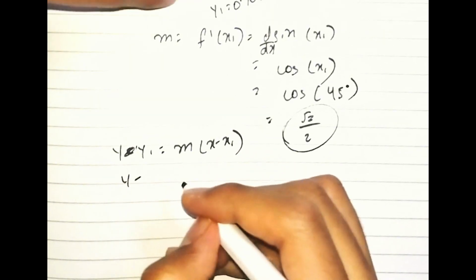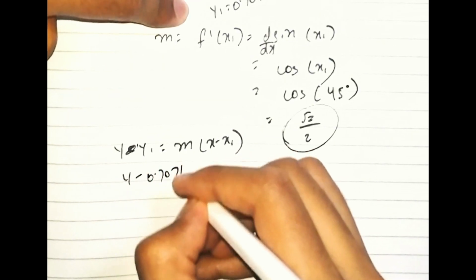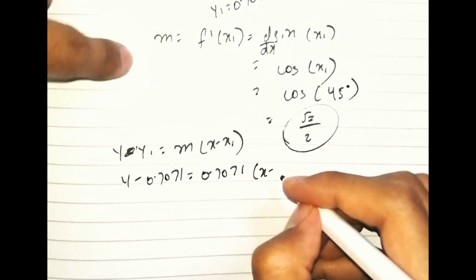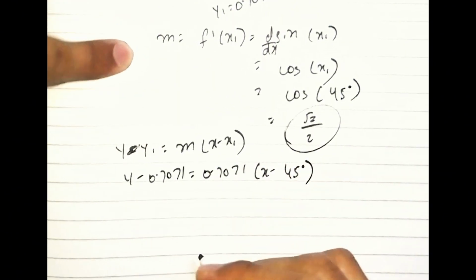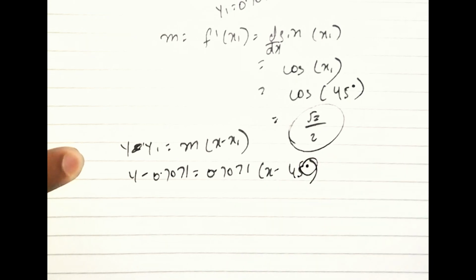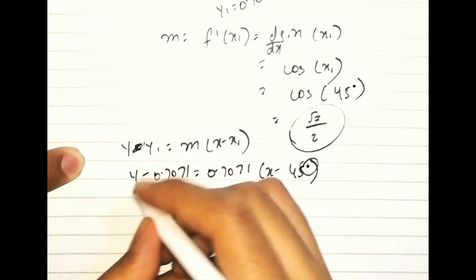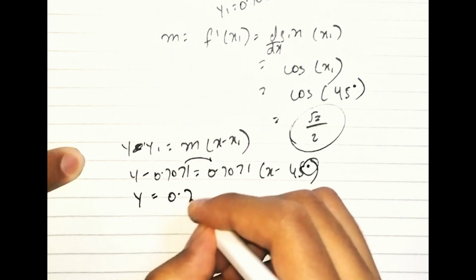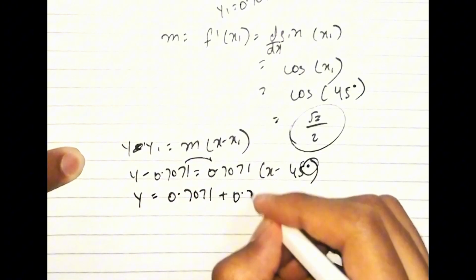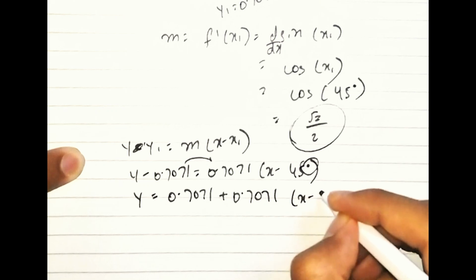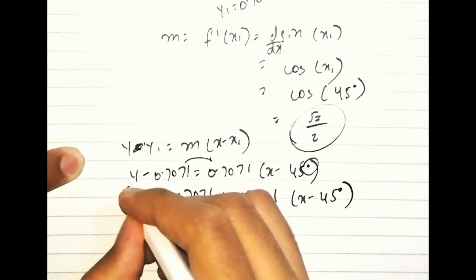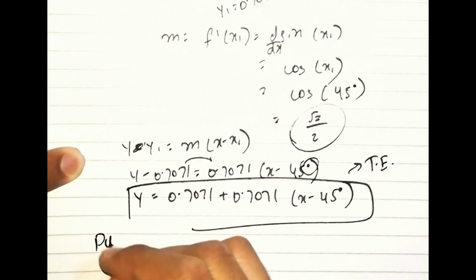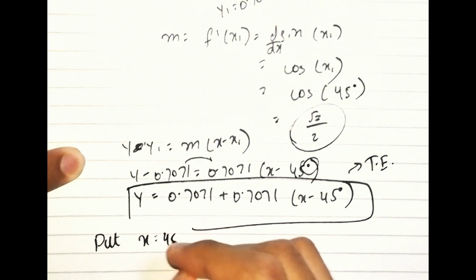Y minus the value of y1, which is 0.7071. The value of slope is again 0.7071. Times x minus the value of x1, which is 45 degrees. Remember, this degree is actually very important. You will come to know why. So we can just move this 0.7071 towards the opposite side of the equation. We have positive 0.7071 plus 0.7071 times x minus 45 degrees. Okay, now this will be my tangent equation, and now let's put the value of x as 46 degrees.